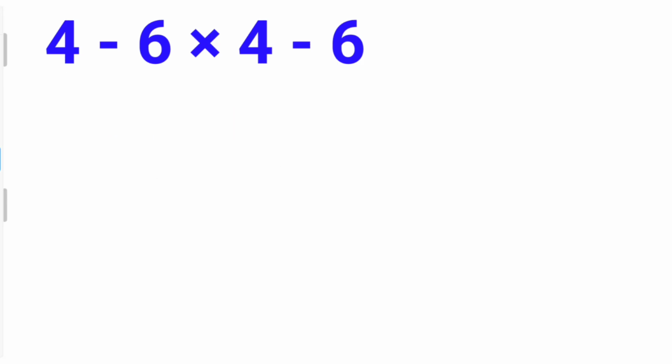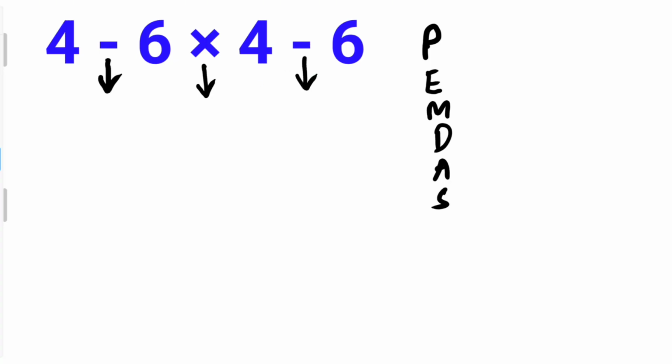and solve the question again according to the order of operations, which is known as the PEMDAS rule. We have basically three operations. Here is multiplication, here is subtraction, and here is also subtraction. So parenthesis is missing, exponent is missing. Multiplication should be our preference.